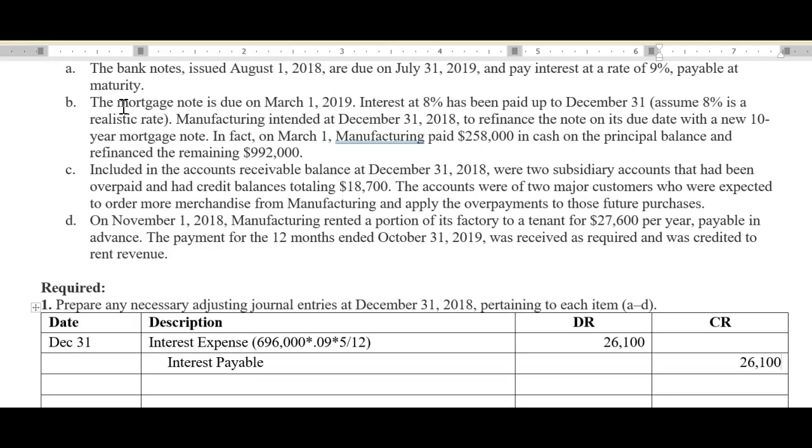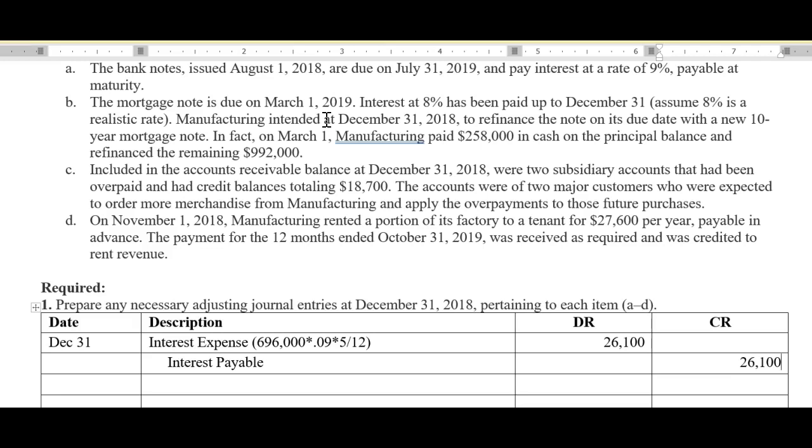Let's move to the next item. The mortgage note is due on March 1st, 2019, so that is a current note. Interest at 8% has been paid up to December 31st. So again, we've accrued all the interest. It's been paid because it is a mortgage note, so it probably pays at a period of time. So we've paid all the interest to December 31st. Assume 8% is a realistic rate.